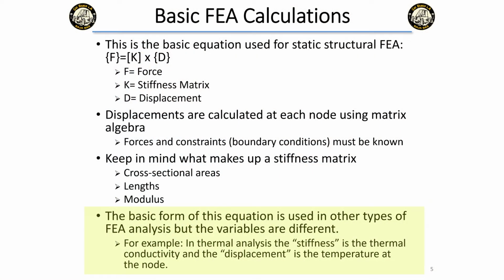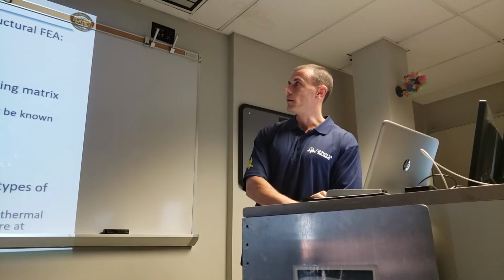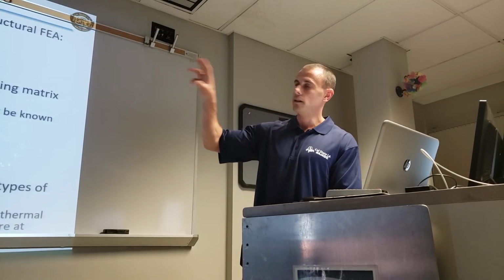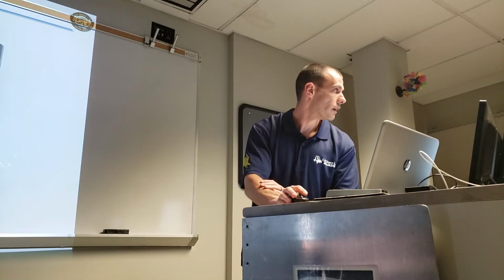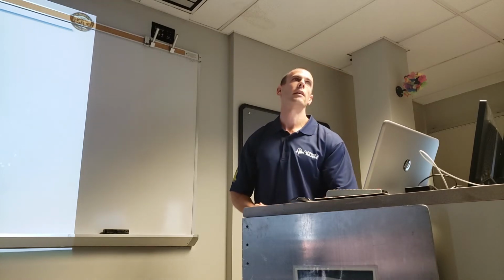Okay, this is the basic form of the equation, the easiest form to think about. For other kinds of analysis it's very similar, but the parameters are a little different. For example, in thermal, the stiffness matrix is thermal conductivity, and the displacements are temperatures at those nodes, right? So this applies to most of it. That's what FEA is doing: doing matrix algebra for you on a bunch of simple problems. Okay, so this is the FEA process, and I'm going to talk about each of these things in the presentation.